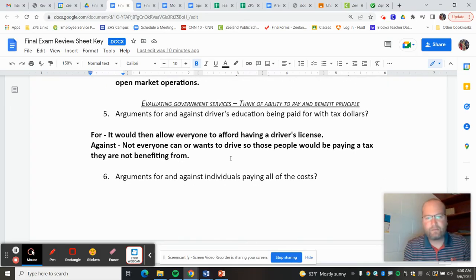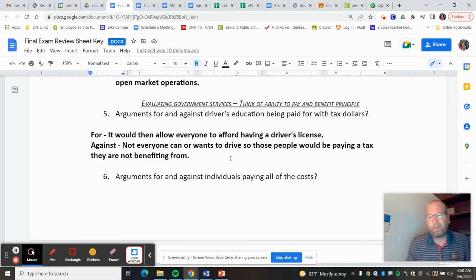Number 5, when we're talking about government services, some of those taxing principles. What are some arguments for and against driver's education being paid for with tax dollars? So everyone would get to do it. Some arguments for: everyone could afford a driver's license because no one has to pay money to take driver's education. Well, it's not free, people are paying taxes, but it's free for people to take it, so more people are going to do it. Against that, not everyone can or wants to drive.